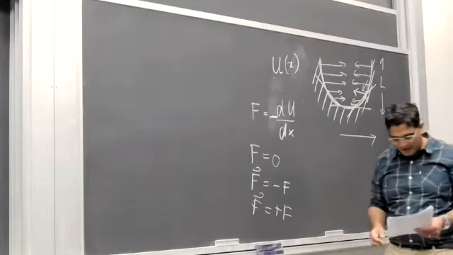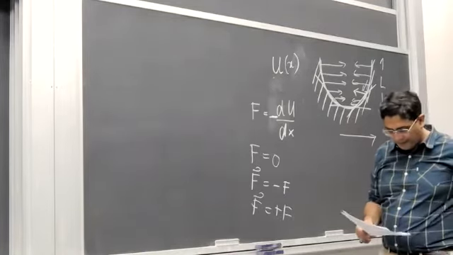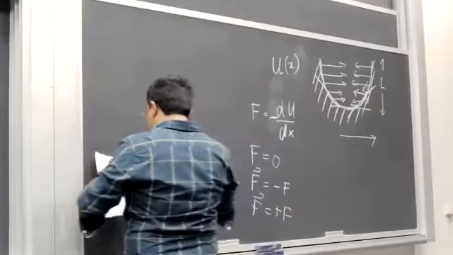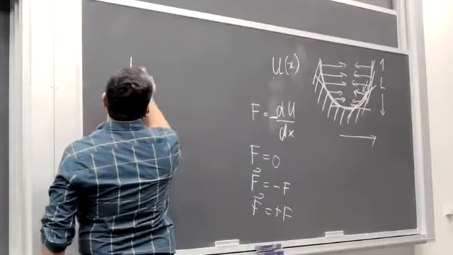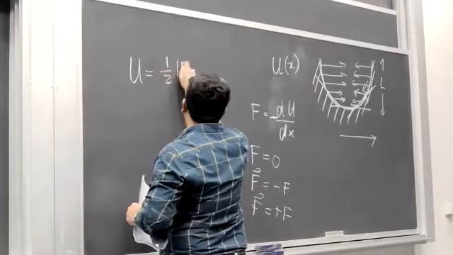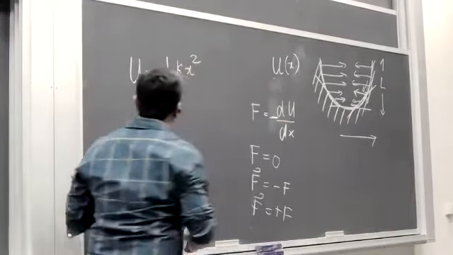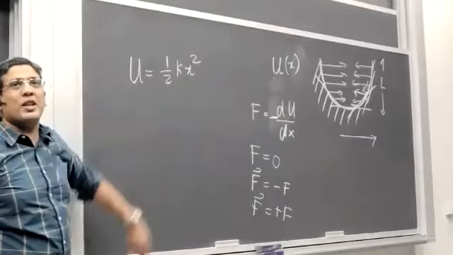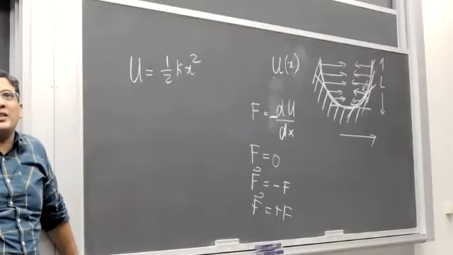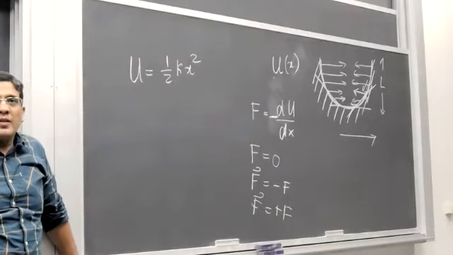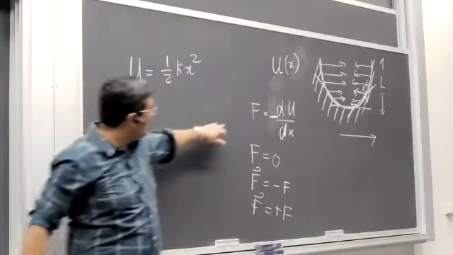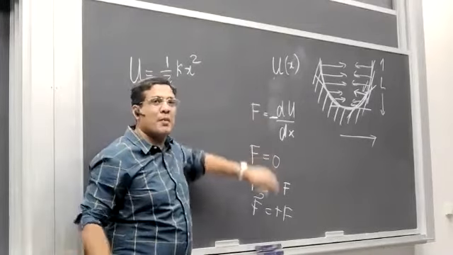Does it make sense? For example, we haven't really done many examples, but let me give you this. Let's say that this is the potential. Can you quickly find the force due to this potential? Please do it as an exercise quickly. Minus kx, half k x squared gives minus kx.